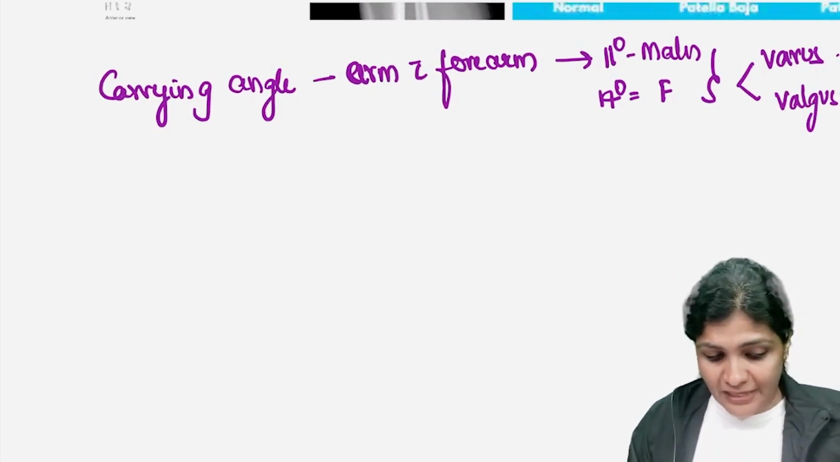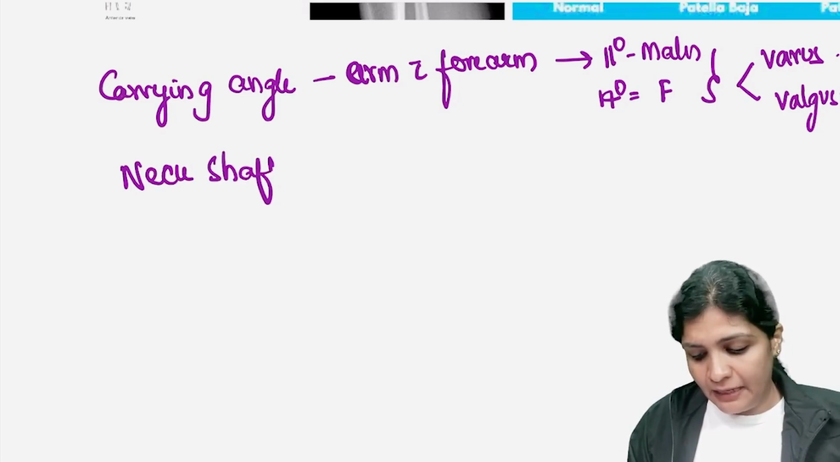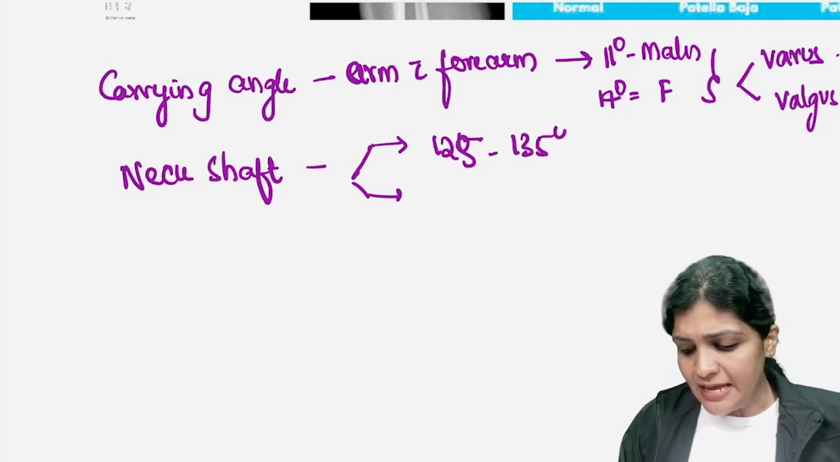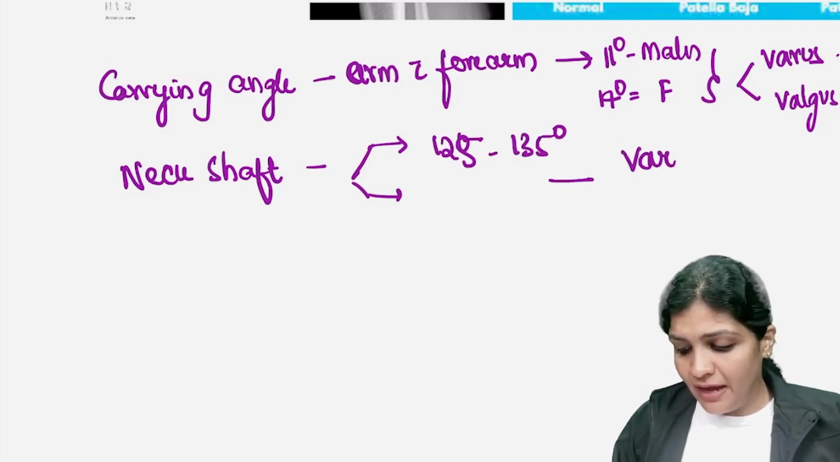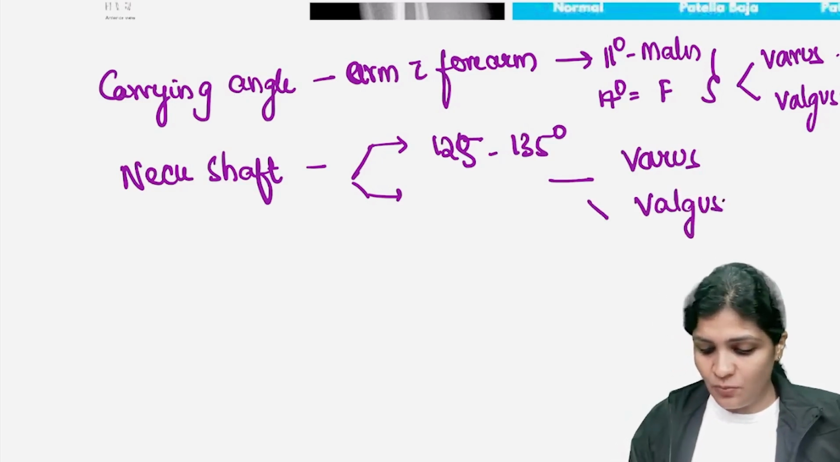Next it is, yes, Yashasvi, you're right. Next it is neck shaft angle. Neck shaft angle is again an angle between neck and shaft. It is somewhere 125 to 135 degrees, and again coxa vara and coxa valga. Increase is valgus, decrease is varus, right?